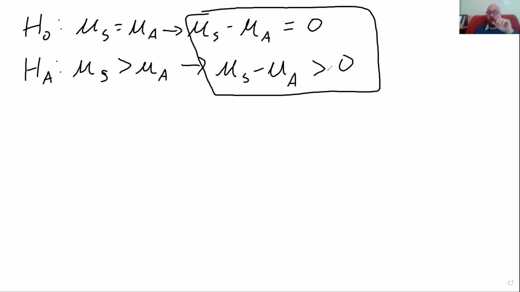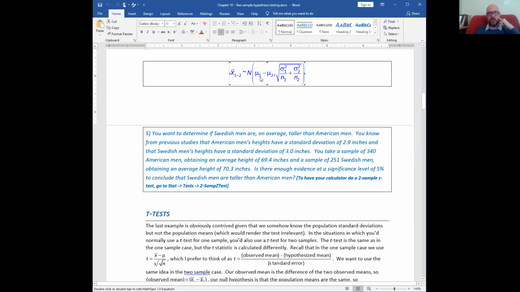You can do either one that you want. However, I am going to use this one here because I want to think of this right here, mu s minus mu a. And the reason I want to think about that is that what I'm doing when I'm making my sampling distribution, I'm actually using that, right? So 1 is s and 2 is a here. So mu s minus mu a, my null hypothesis says this number is 0. So that is the mean of my sampling distribution, right?